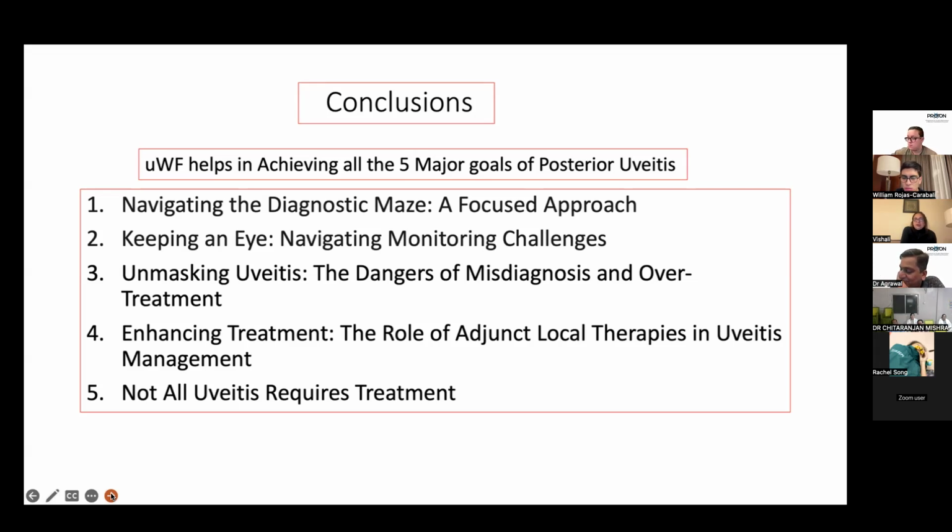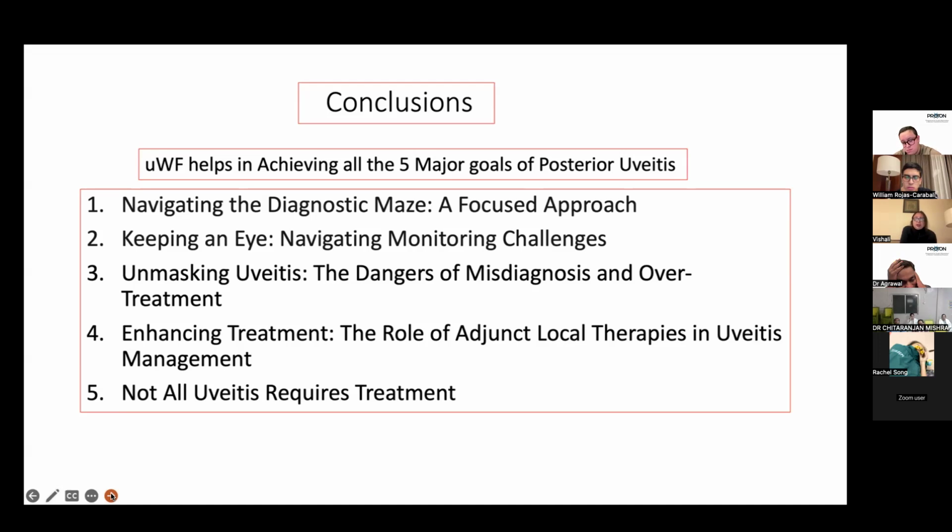Ultraviolet field also helps in enhancing treatment. I gave an example of a patient who had worsening of the lesions, and the OCT showed that there was a granuloma. So there was a role of adjunct local therapy whenever there is peripheral worsening. And the fifth was: not all uveitis requires treatment.